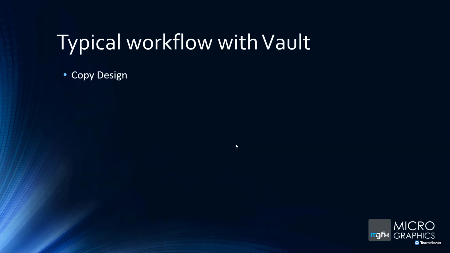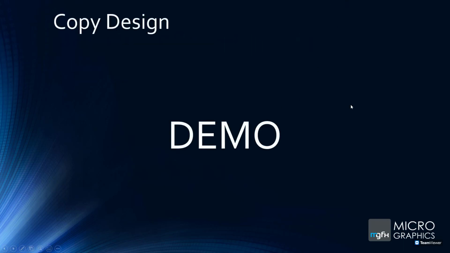Okay. The typical workflow with Vault would just be to copy design. Copy design allows you to take an assembly and reuse some of the components and make copies of other components. So with that, I'm just going to go into a quick little demo to show you how quick and easy it is within Vault and what it additionally does.